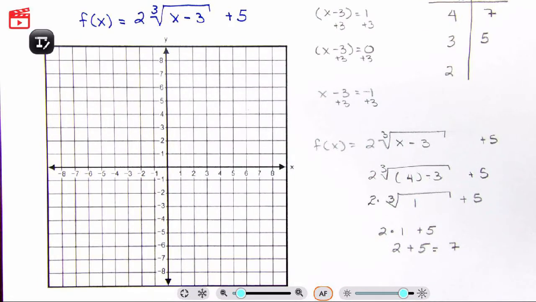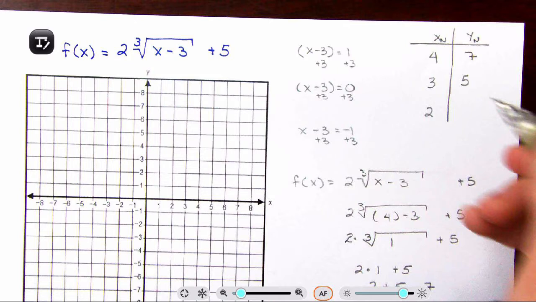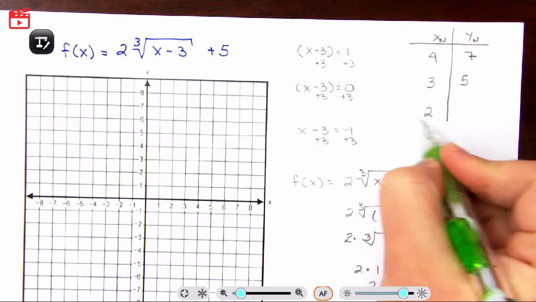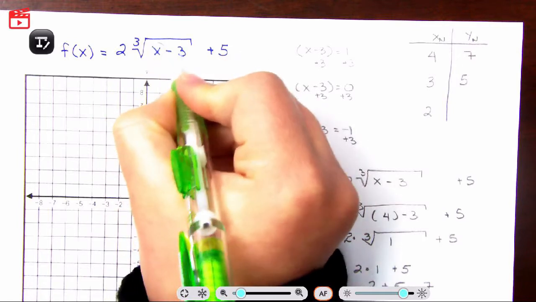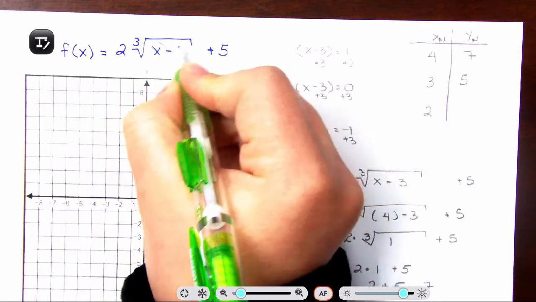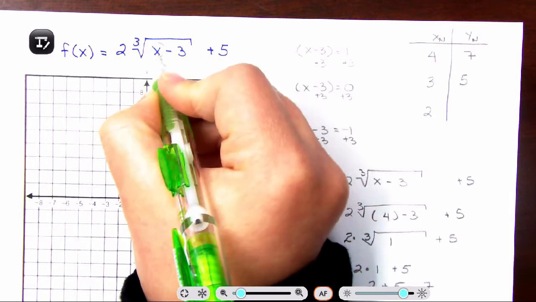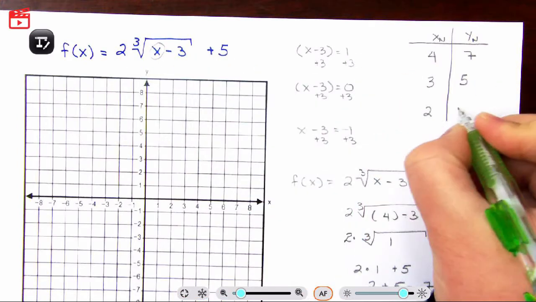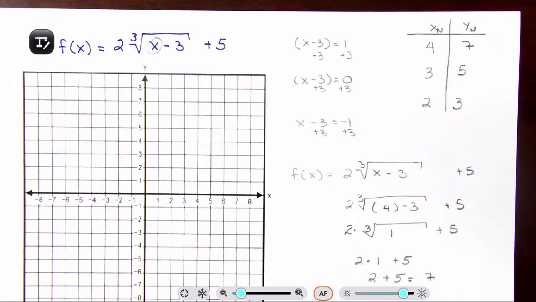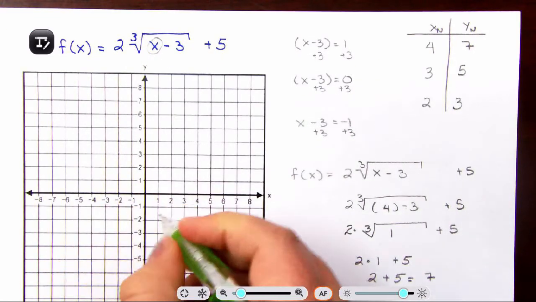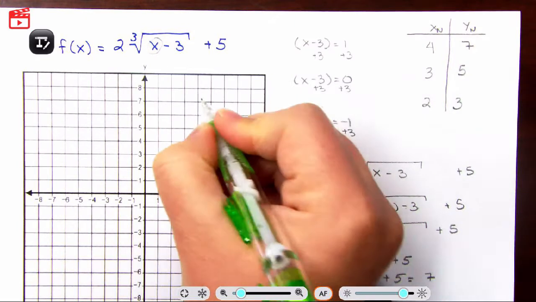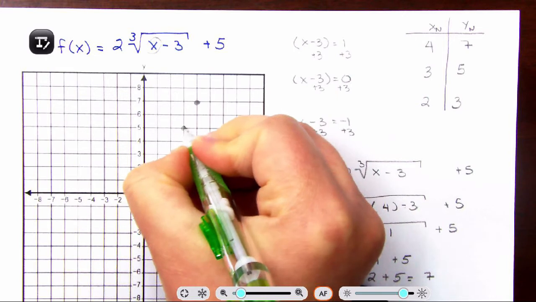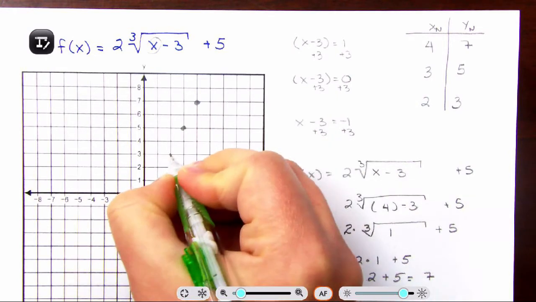And again, just because I'm short on space, I'm going to do this one in my head. I'm taking my input of 2. 2 minus 3 is -1. Cube root of -1 is -1. -1 times 2 is -2. -2 plus 5 is 3. So now we have 4, 3, 2. I have 4 and 7. I have 3 and 5. And I have 2 and 3.